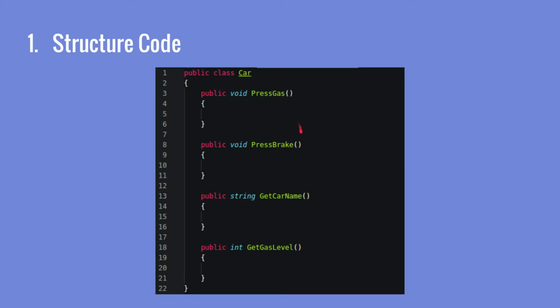And so here's a similar function. It doesn't take in any values, and it doesn't output any values. But getCarName doesn't take in any values, but it outputs a string, which would be the car name. And getGasLevel will output an integer, which is a whole number.